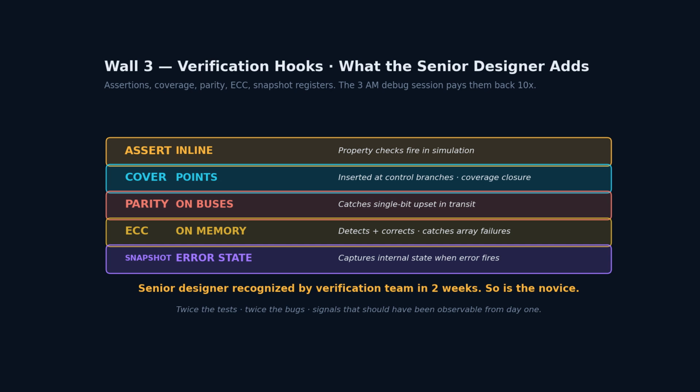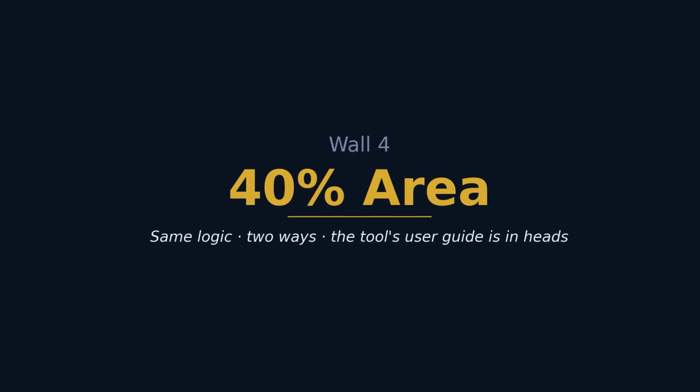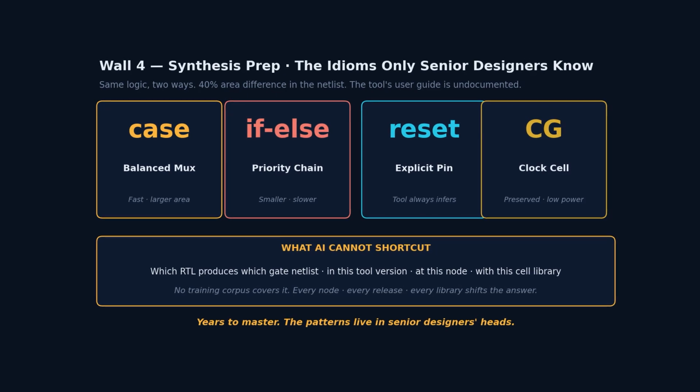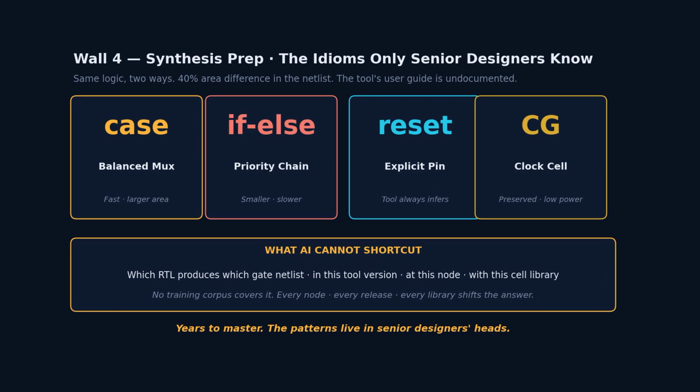The synthesis tool is not magic. It takes RTL, applies a sequence of transformations, and produces a gate-level netlist. The quality of the output depends heavily on the quality of the input. A nested case statement compiles to a balanced multiplexer tree. The same logic written as a chain of if-else compiles to a priority encoder. The first version is faster. The second version is smaller. The designer has to know which one matters for this block.